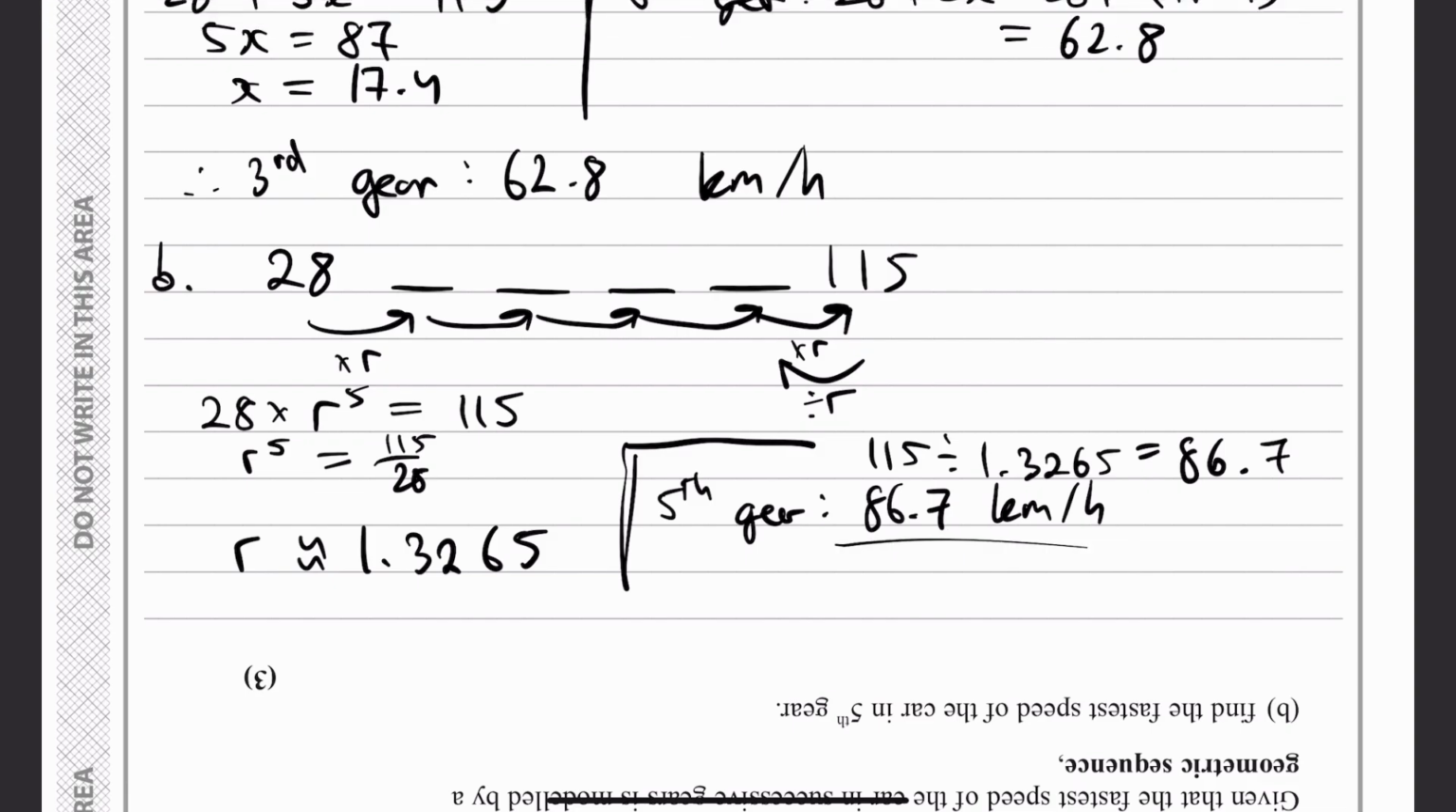And let's just ensure that is correct. So second is 37, third is 49, fourth is 65, fifth is 86, and sixth is 114.9. So yeah, that's good. Okay, good work.